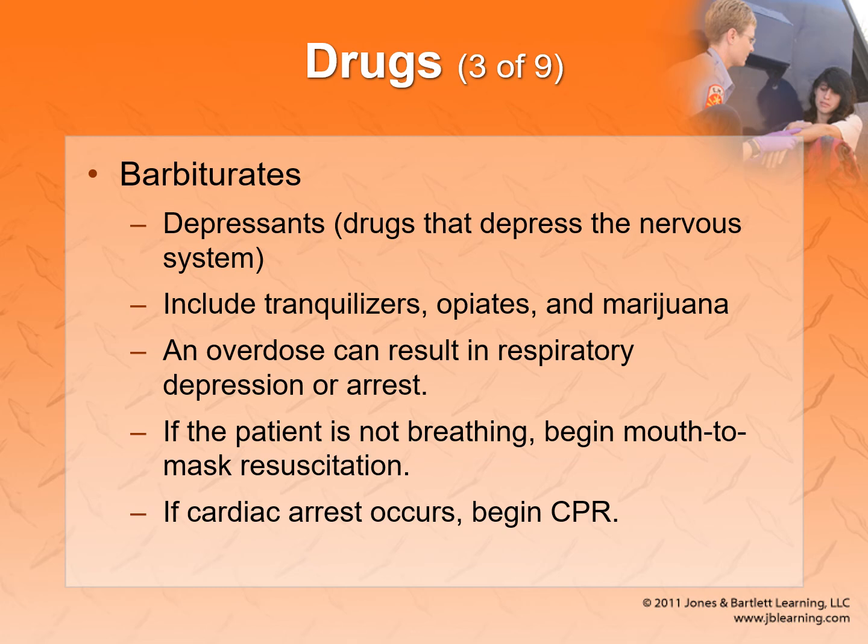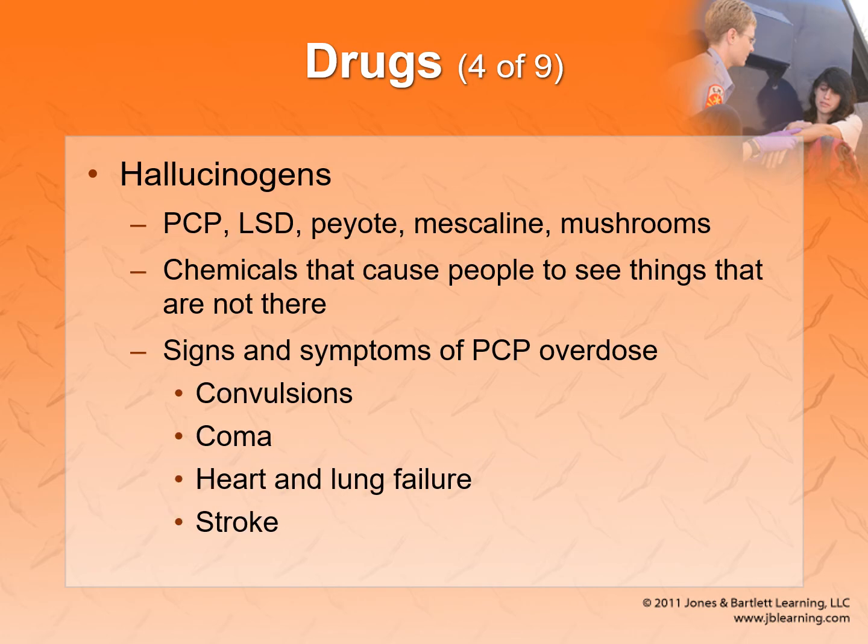Now, if you overdose on some of these things, they can actually stop breathing. And we'll talk a lot about specifically opiate overdosing and what that does to a patient. Now, if they're not breathing, you've got to breathe for them. And if they don't have a heartbeat, you've got to do CPR. It's simple stuff.